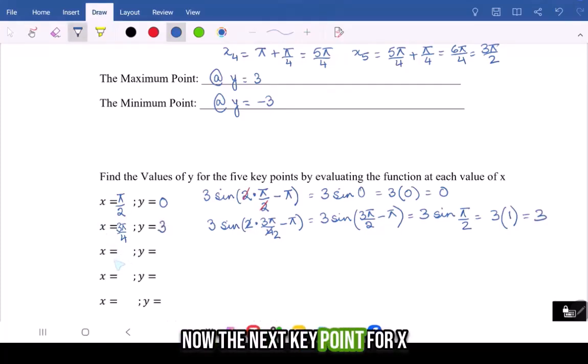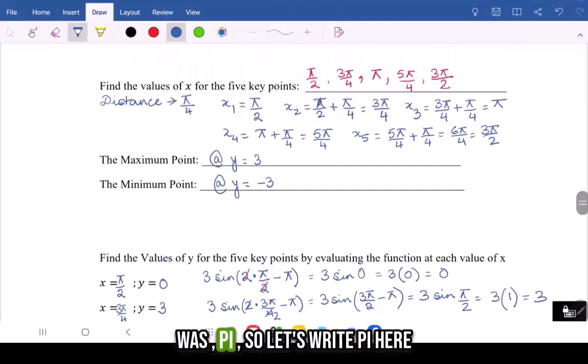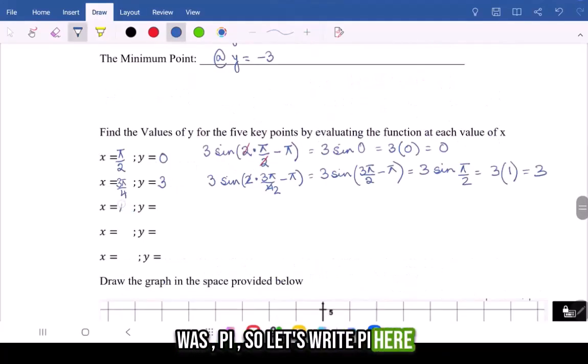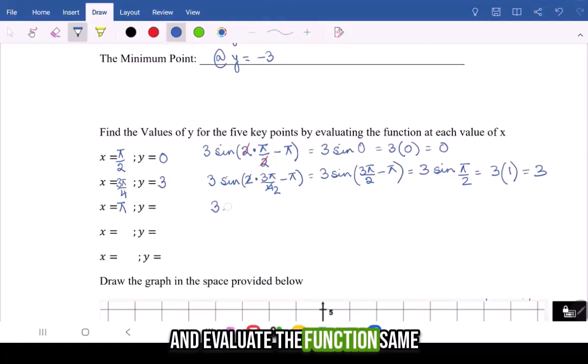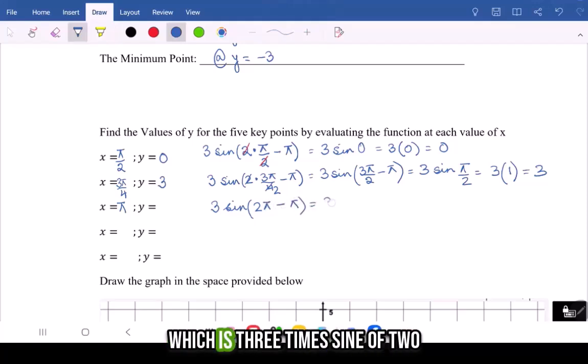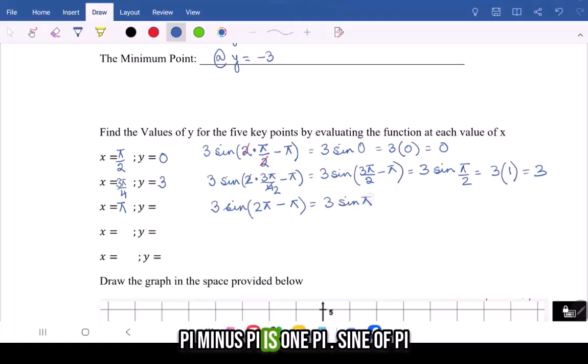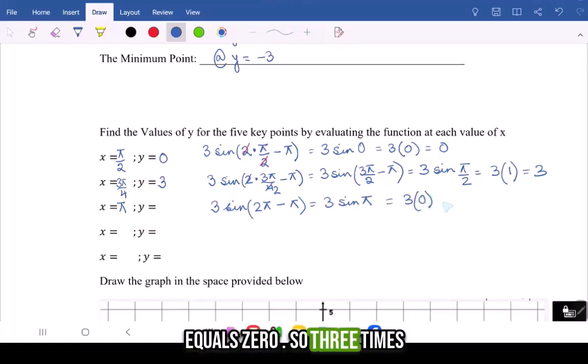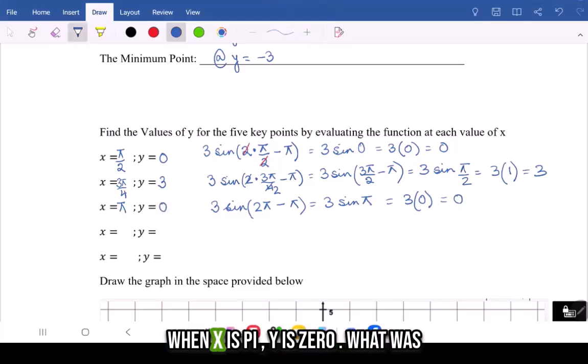Now the next key point for x was pi. So let's write pi here and evaluate the function the same way by plugging in pi for x this time. So it's 3 times sine of 2 pi minus pi, which is pi. Sine of pi equals 0. So 3 times 0 will give us 0 again. So when x is pi, y is 0.